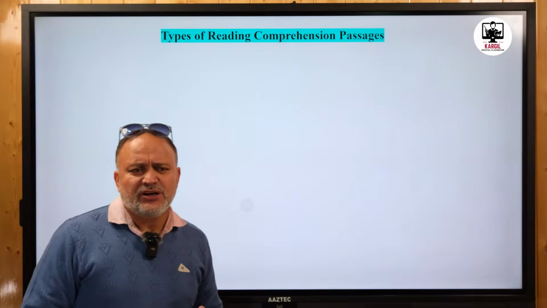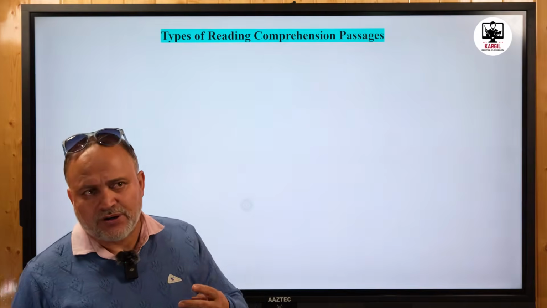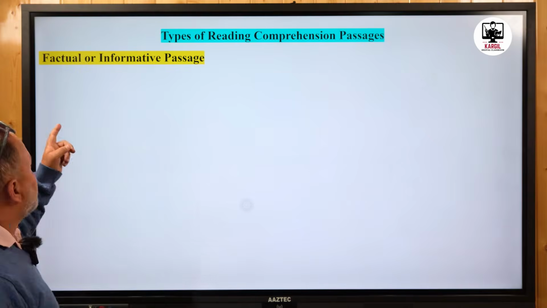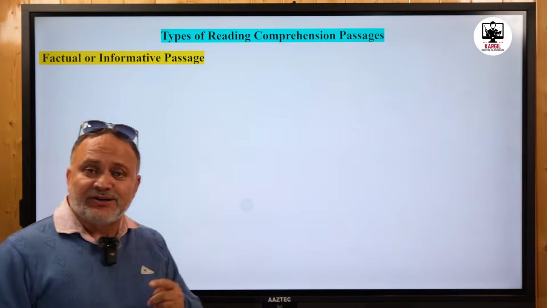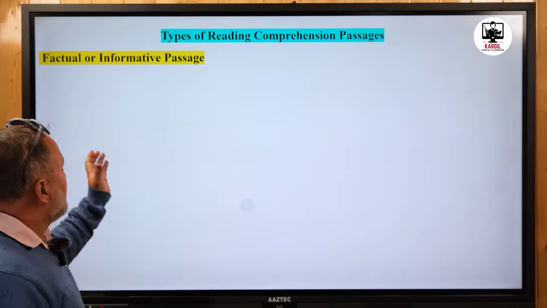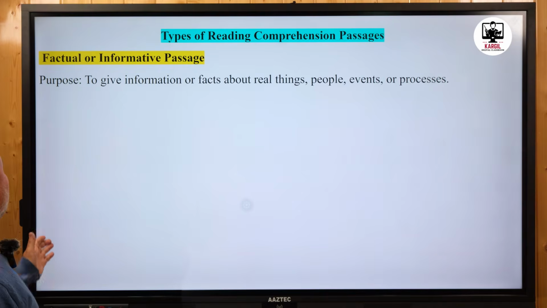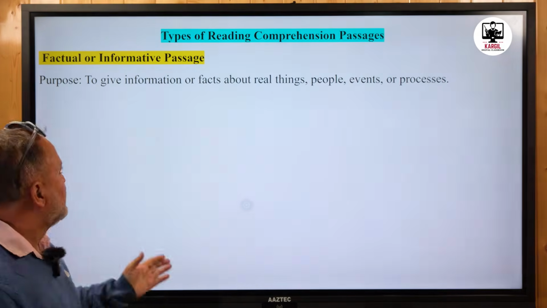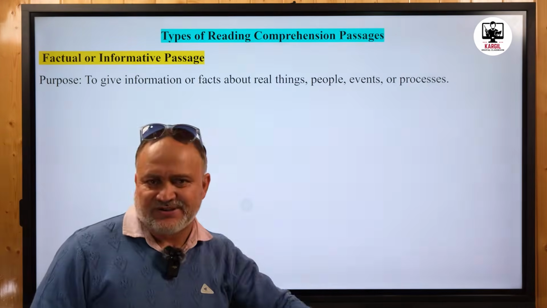So what happens mostly in our context, we confront two types of reading comprehension passages. One is called factual or informative passages, and the second is discursive or argumentative. So I'll quickly give a glimpse of what a factual passage is. For example, purpose. What is the purpose of factual passages? To give information or facts about real things, people, events and processes.